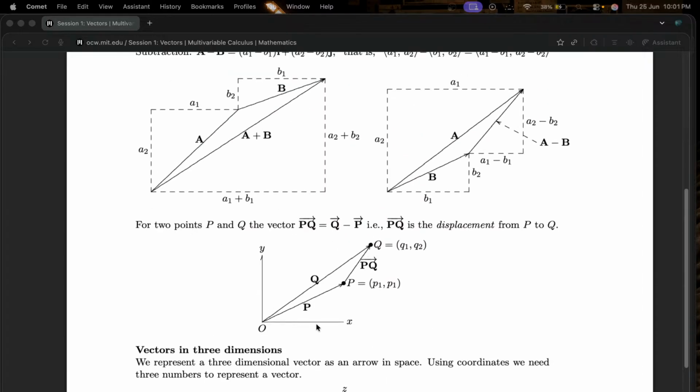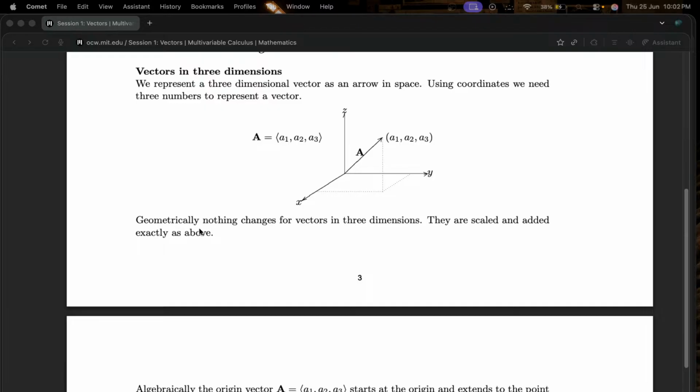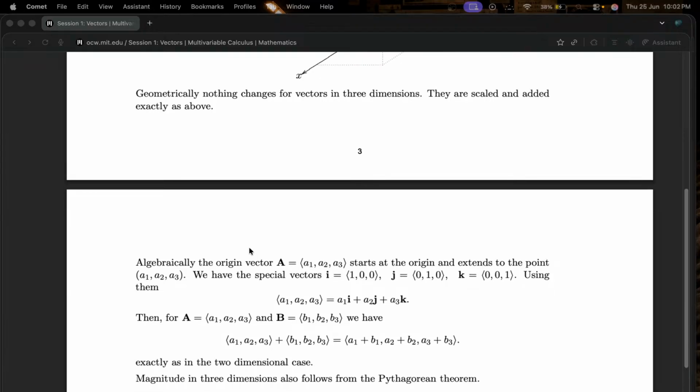For two points P and Q, the vector PQ will equal Q minus P. Yeah, PQ is the displacement from P to Q. Okay, got it. Vector in 3 dimensions, in which we have Z apart from X and Y. Geometrically, nothing changes for vectors in 3 dimensions. They are scaled and added exactly as above. What is extra is we get another dimension, which is Z, so we can play with it too.